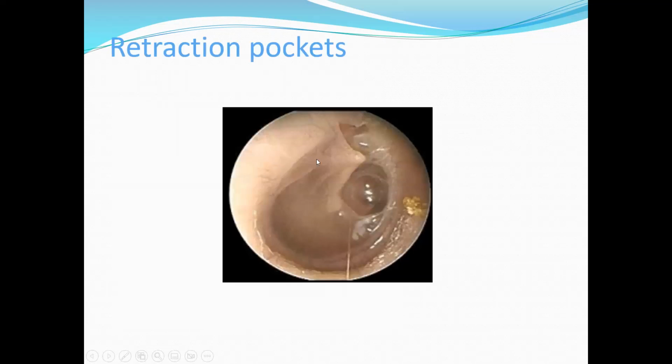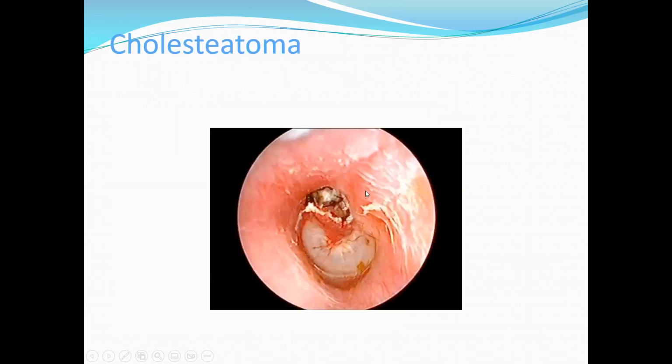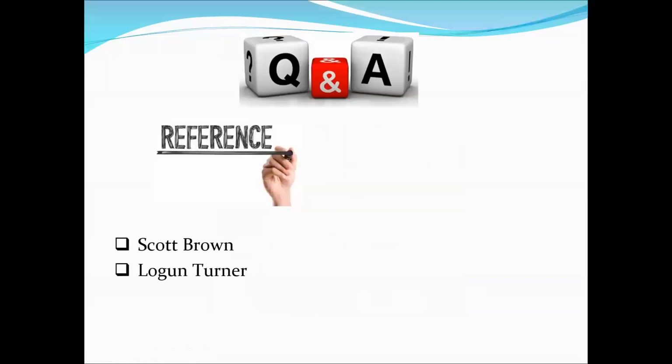This is called retraction. The whole tympanic membrane gets retracted. There is a part of the tympanic membrane that is retracted. It is called retraction pocket. This is the formation of the cholesteatoma. Pars flaccida gets retracted and can form cholesteatoma.